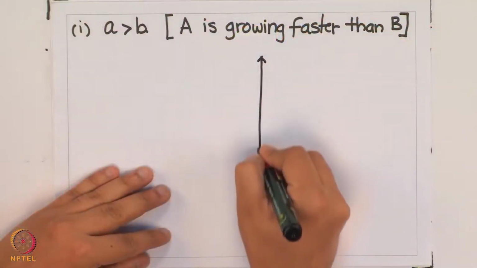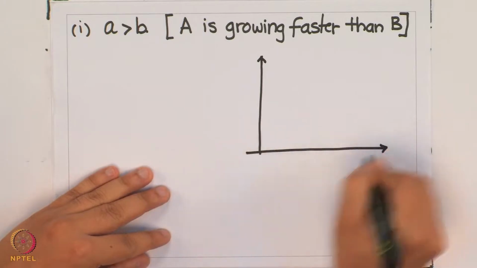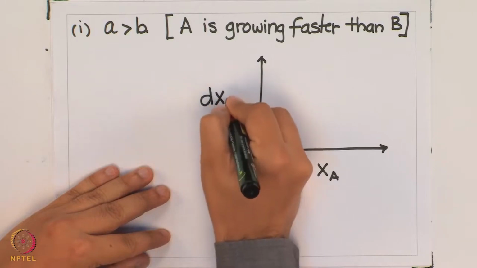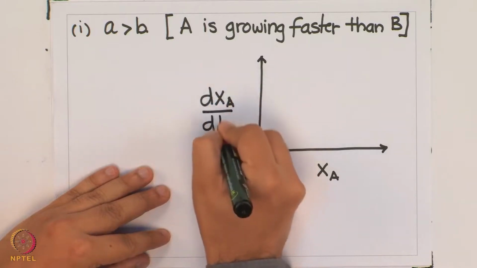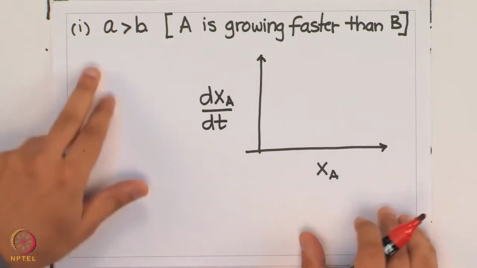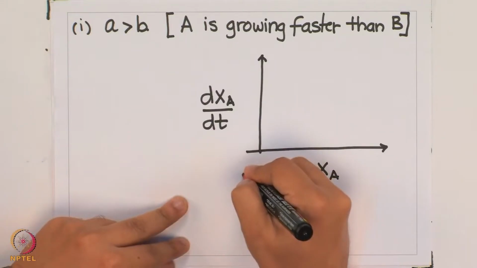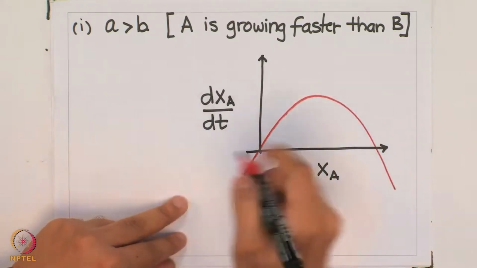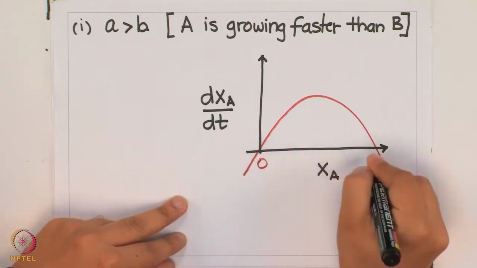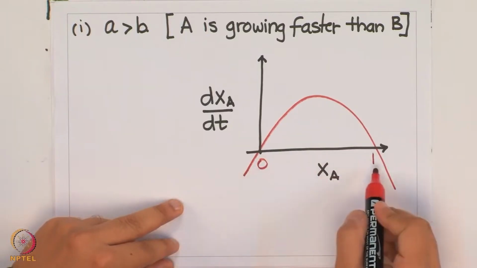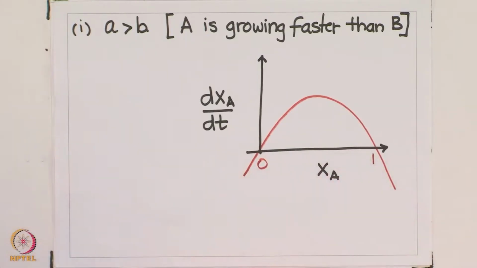So, we want to plot xa versus dxa by dt, and this curve we had discussed last time for a greater than b looks something like this. This is xa equal to 0, this is equal to 1, and there are two steady states, xa equal to 0 and xa equal to 1, and we want to comment on their stability.